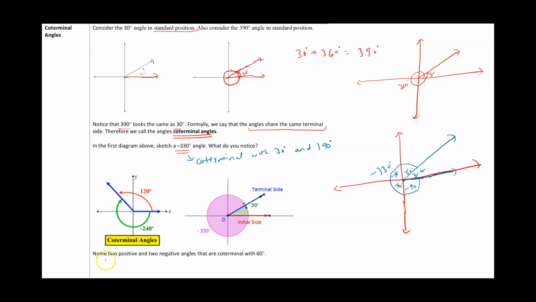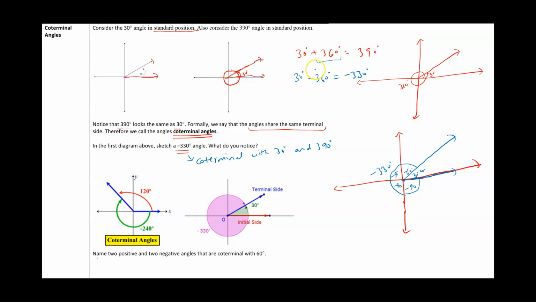So now in this case, we want to name two positive and two negative angles that are coterminal with 60 degrees. So here's what we know. In order to get a coterminal angle, we can just add 360 because when you add a full rotation, you end up at the same terminal side. Or we can take 30 degrees and subtract 360, and same thing happens. We end up at the same terminal side.